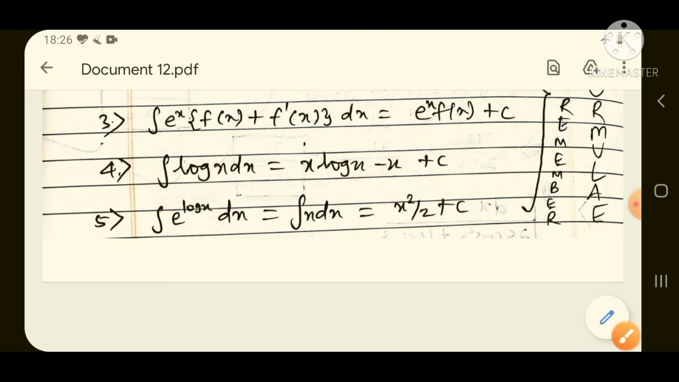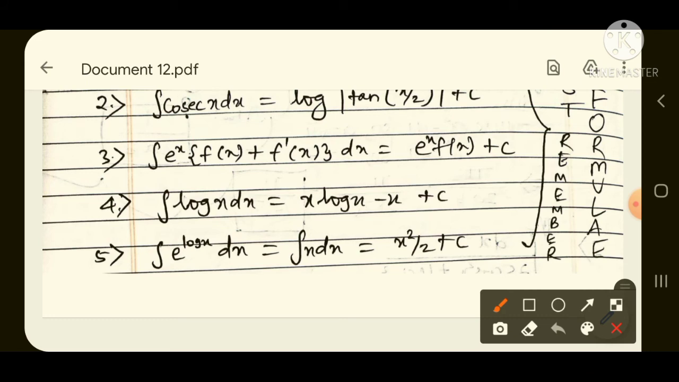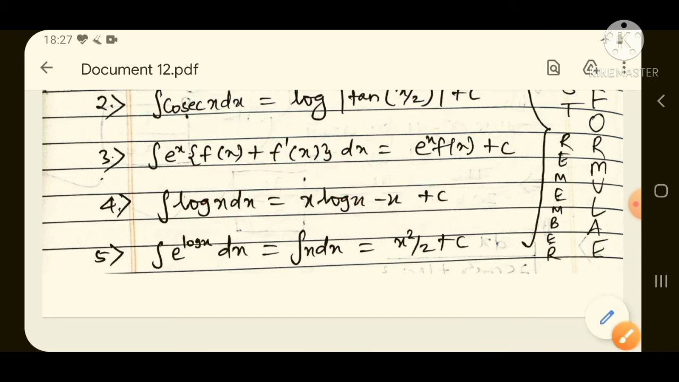And for example, if the question is coming as integration of log of (x plus 1), then what will you do? In the answer part also, instead of x you substitute x plus 1, so here it will become log of (x plus 1), and here also it will become x plus 1. So if it is coming log of x square, then here you substitute x square. The answer is very simple.